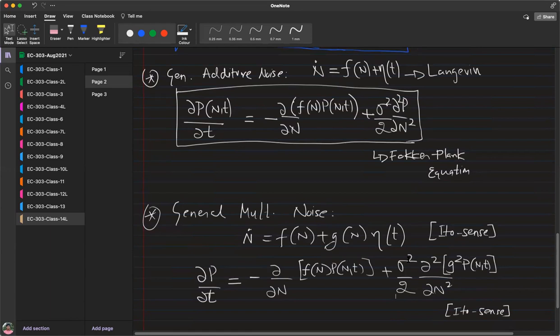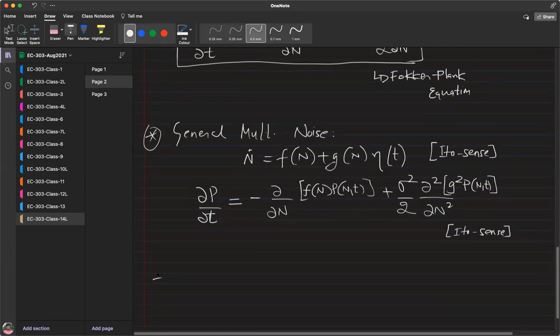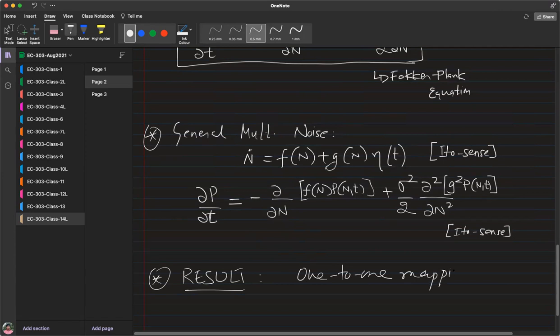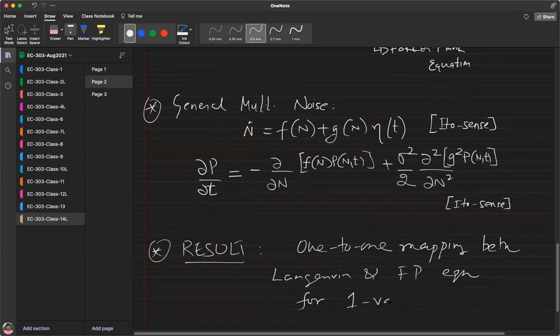And there's another useful theorem, or a result. If I know only the Langevin equation, or if I know only the Fokker-Planck equation, there is a one-to-one mapping between the Langevin and Fokker-Planck equation, at least for one variable systems.